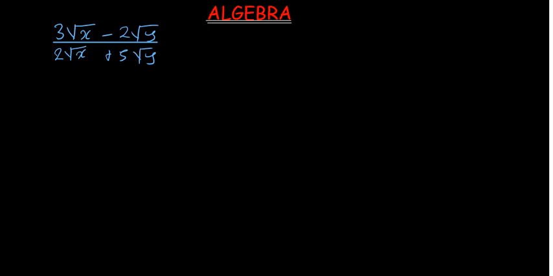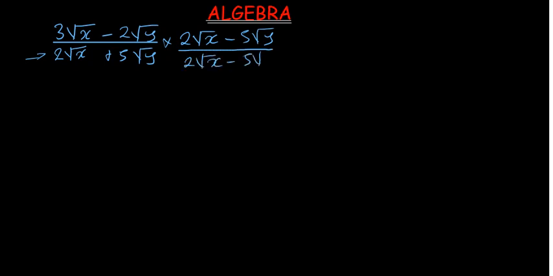of course, we can multiply by the conjugate of the numerator or the conjugate of the denominator, because the question just says simplify, so it's up to you. But in this case, I'm going to use the conjugate of the denominator, which is 2 root x minus 5 root y, divided by 2 root x minus 5 root y.